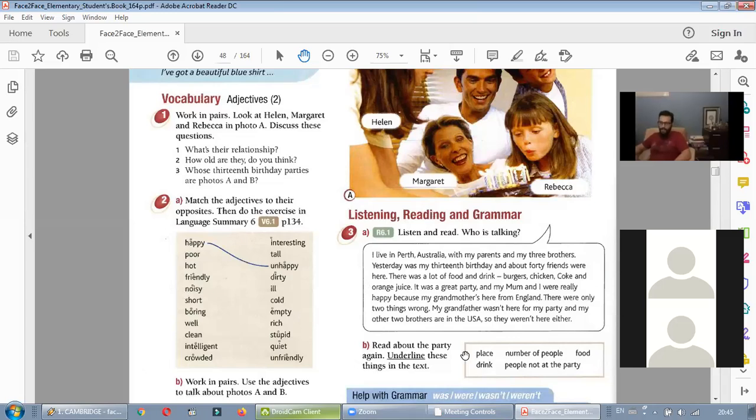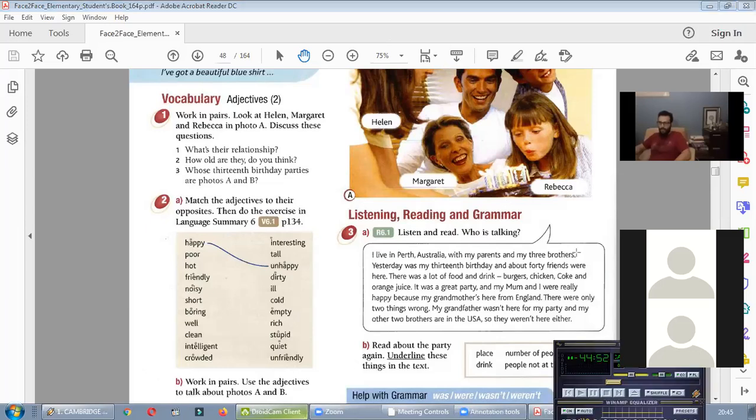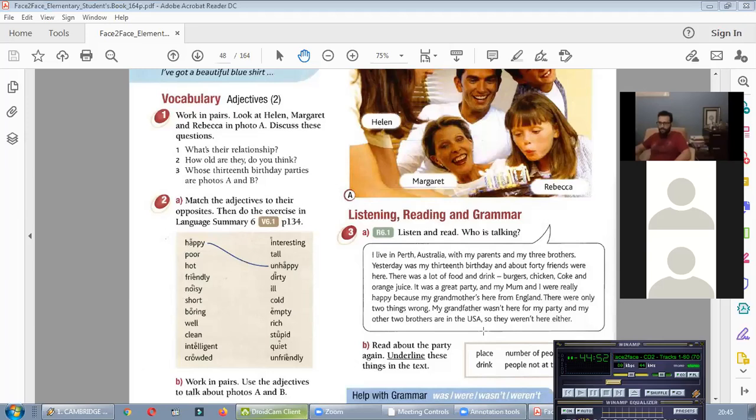We want to find the place, the number of people, the food, the drink, and the people who were not at the party. Let's underline this information in the text. So where is the place? Where is this party? Perth, Australia. Correct. So Perth is the place. When we say place, of course, we mean the location.